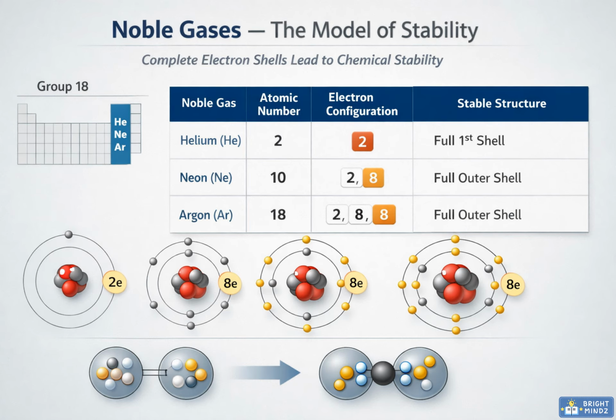Noble gases give us the clearest picture of chemical stability. They are in group 18 because their outer electron shells are already complete. Helium is stable with 2 electrons in its first shell. Neon and argon are stable with 8 electrons in their outer shells. Because their outer shells are complete, they have very little tendency to gain, lose, or share electrons, so they rarely bond. Many other atoms react in order to reach a similar noble gas arrangement. In other words, stability comes from reaching a lower energy electron pattern.